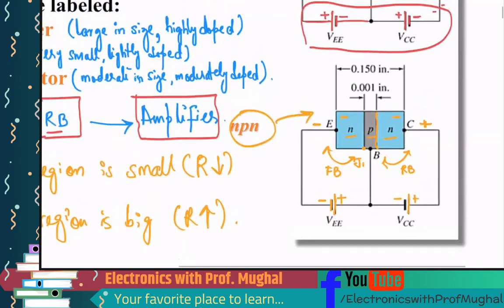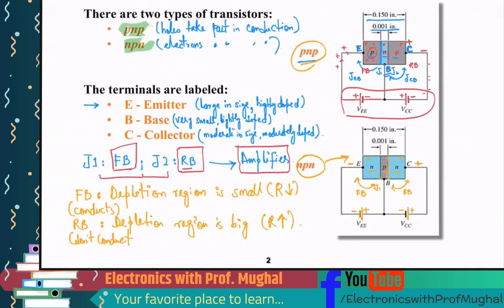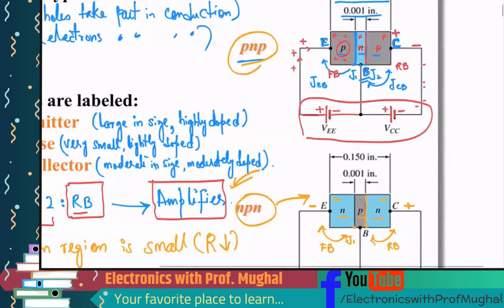Okay, so how would you bias a PNP transistor or an NPN transistor? Well, the way you bias depends upon the application of the transistor. If you're going to use it for an amplifier, then you have to make sure that junction 1 is forward bias and junction 2 is reverse bias, and that's how we choose the polarity over here.